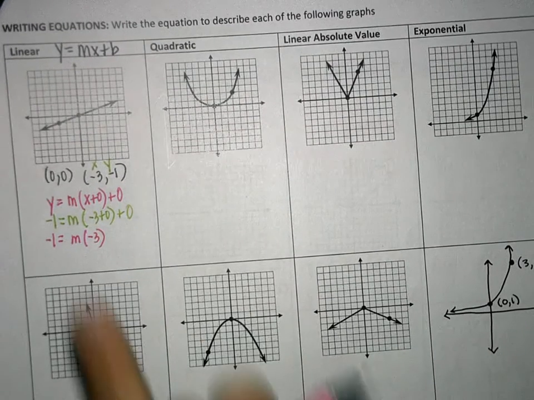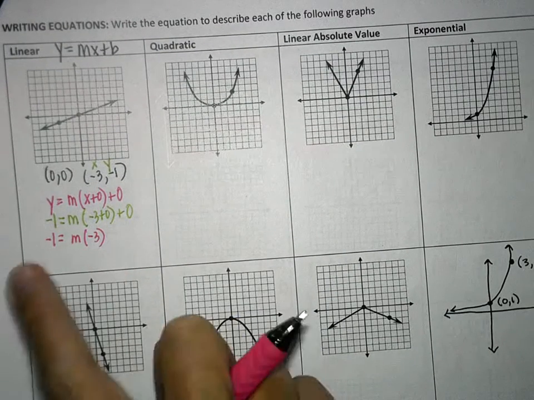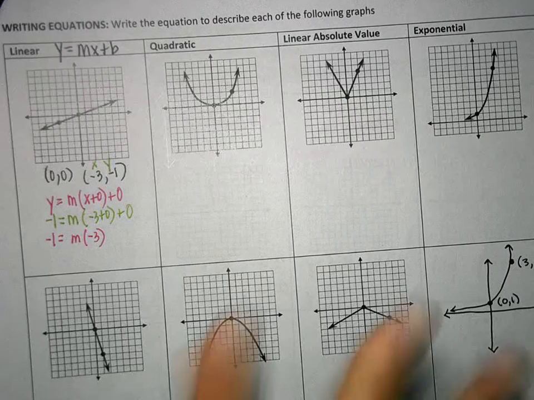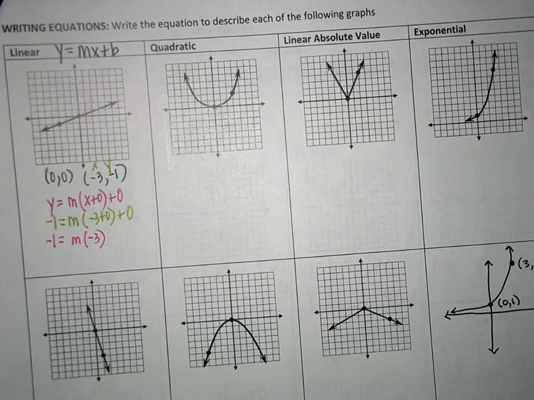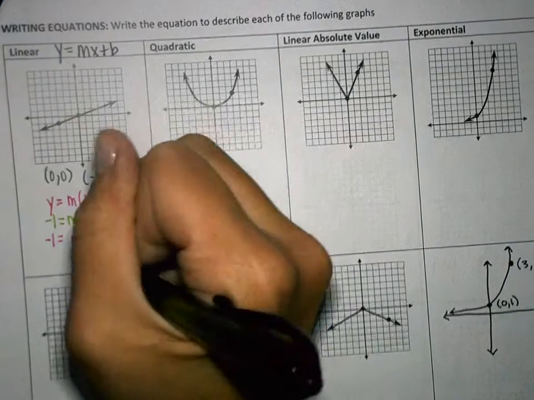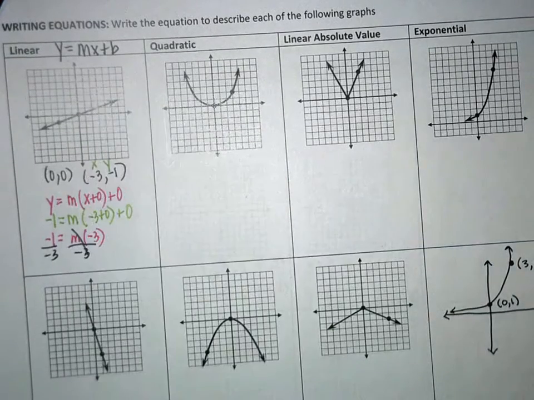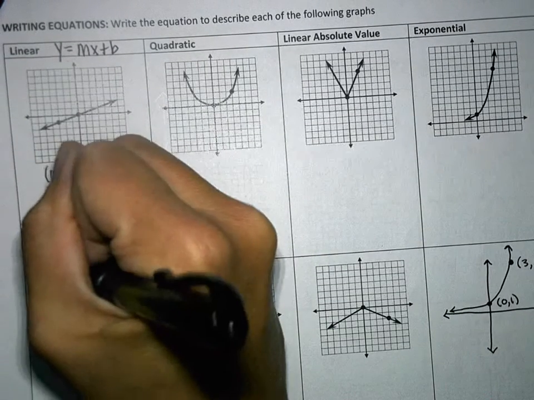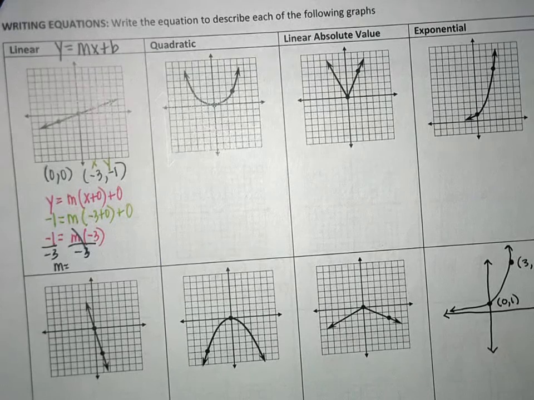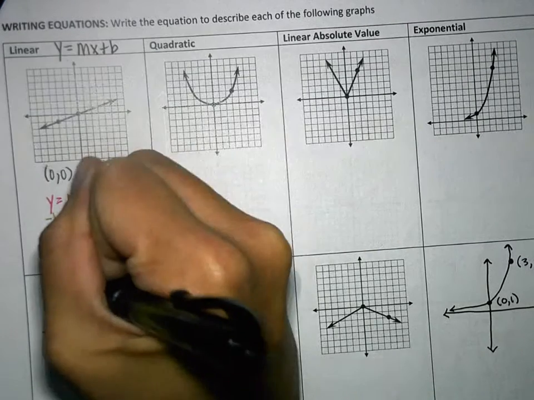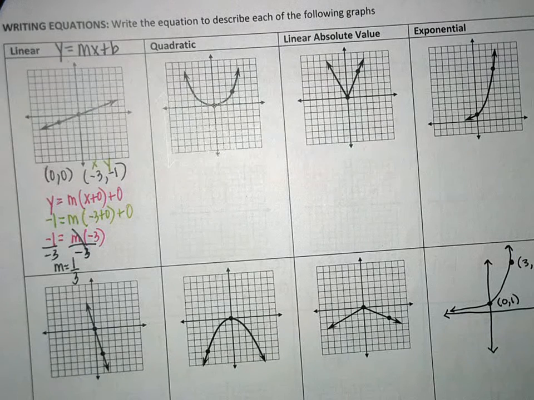And then you might have written this as negative 3m. That's also good. So I want m by itself. What will I need to do? Divide by negative 3 to both sides. And that means that m equals what? Positive 1/3. Because a negative divided by a negative makes a positive.